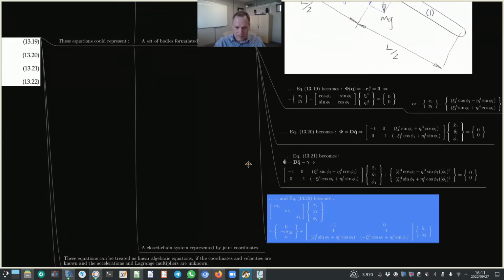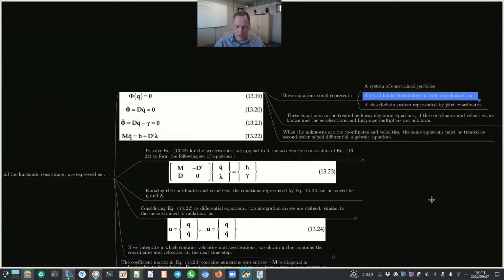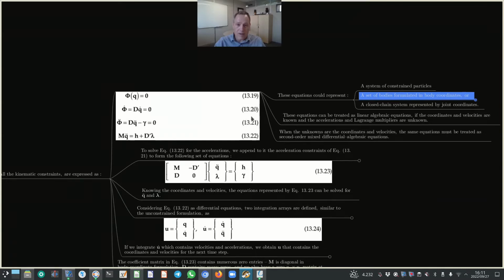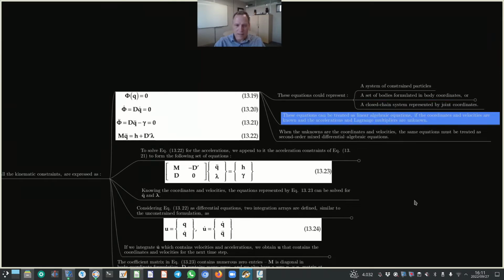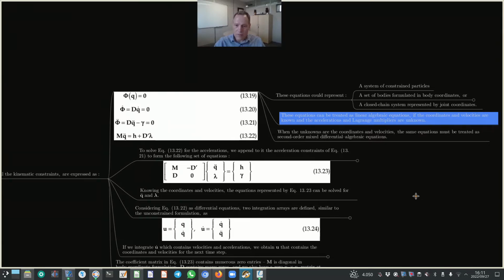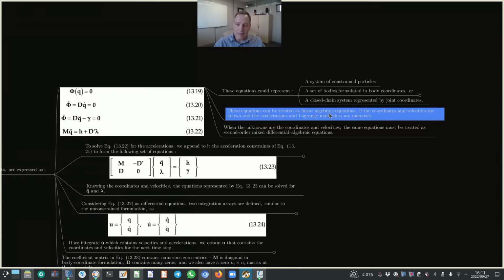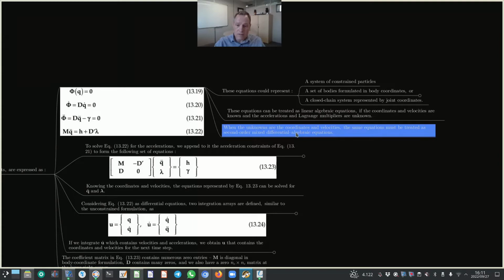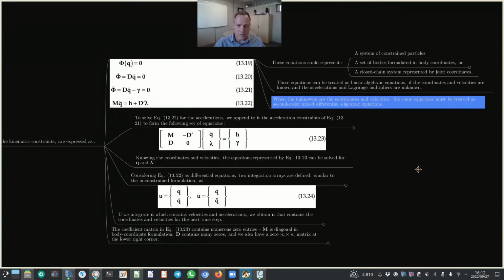Alright, so that is how we will formulate our constrained multi-body system in body coordinates. Now, getting back to the 4 equations that we've listed, these equations can be treated as linear algebraic equations if the coordinates and velocities are known and the accelerations and Lagrange multipliers are unknown. Okay. So when the unknowns are the coordinates and velocities, the same equations must be treated as second order mixed differential algebraic equations. Okay, and we'll explain what we mean by that in the next few minutes.